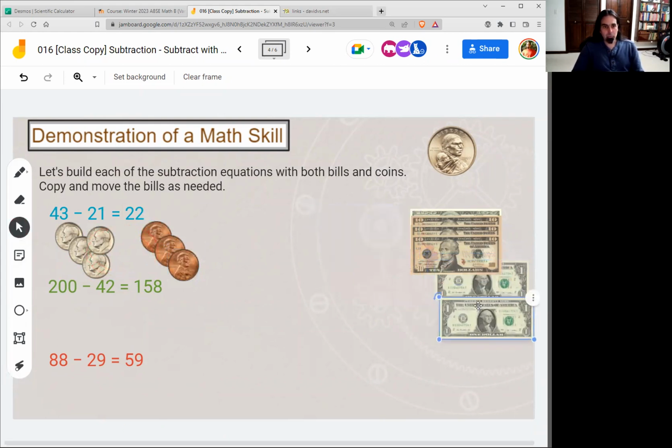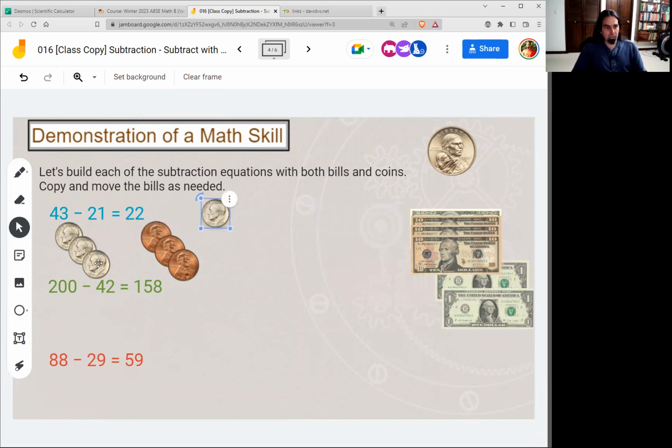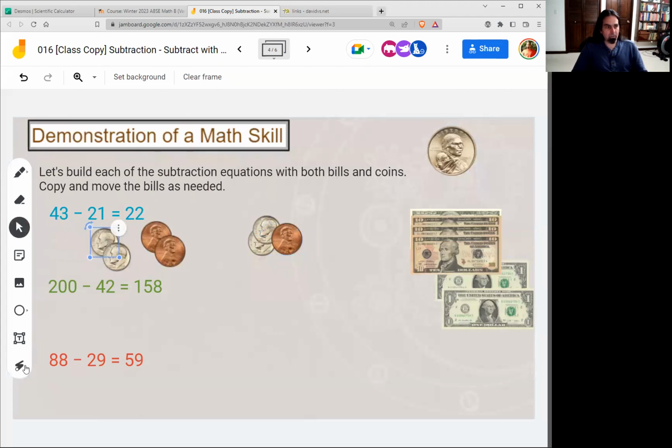If I want to move 21 away, I can do that. Here's, oops, move away 20 and move away 1. What's left? 22. So I had the 43, I took 21 and put it here, and I have 22 left.